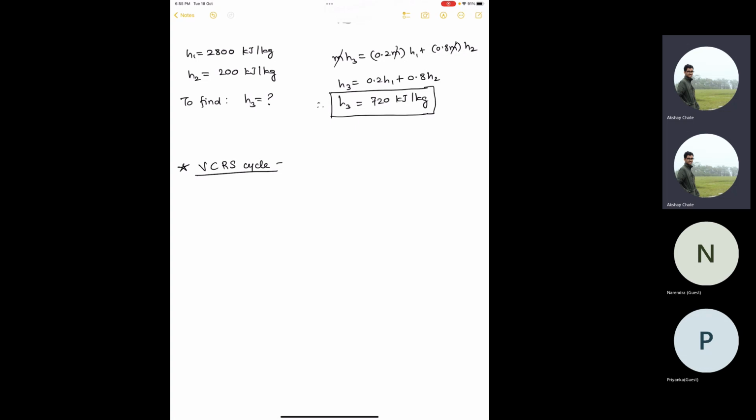So, what is there? One second. I want to remember there is one important thing. Numericals you can solve. Yeah. So one second.